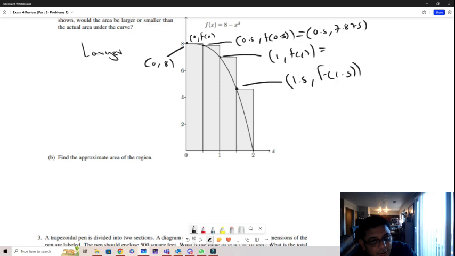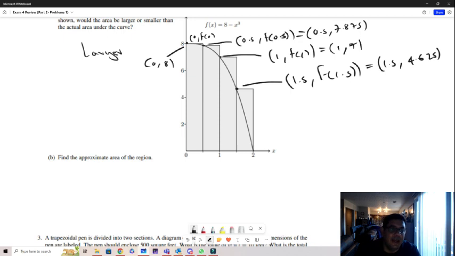For if I plug in 1, f of 1 is going to be 7. And if I plug in 1.5, I get 4.625. So now the coordinate y, the f of x, is going to give me the height of each of those intervals. And we can clearly see that the width of each is going to be 0.5.